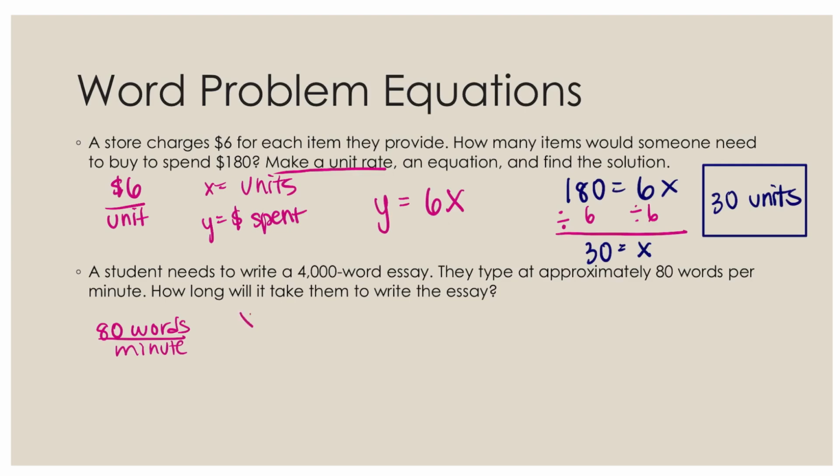We'll say that X is going to be the amount of minutes. And we know that Y is equal to the amount of words, because we know the amount of words that we need to write. So I'm going to say Y is equal to 80X, because the amount of time that they're spending determines the amount of words that they're writing. And I know that they need to make 4,000 words.